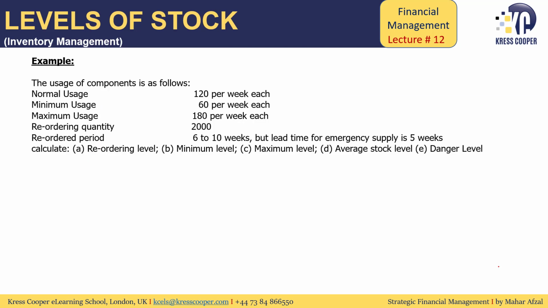Let's take this example. Say the normal usage is 120 per week, minimum usage 60 per week, maximum 180 per week. Reorder quantity is 2000 EOQ. Reorder period, minimum period is 6 weeks, maximum is 10 weeks, but in case of emergency, the supply is available within 5 weeks. My requirement is to calculate reorder level, minimum level, maximum level, average level of the stock, and danger level of the stock.